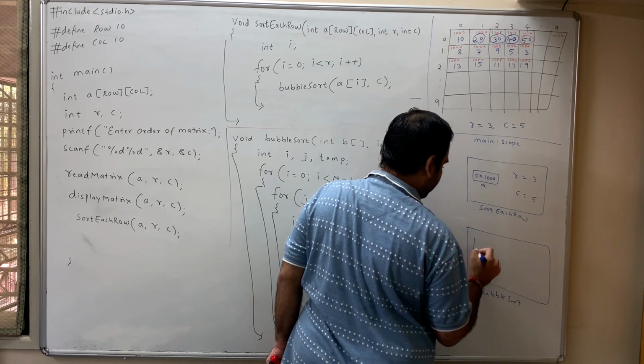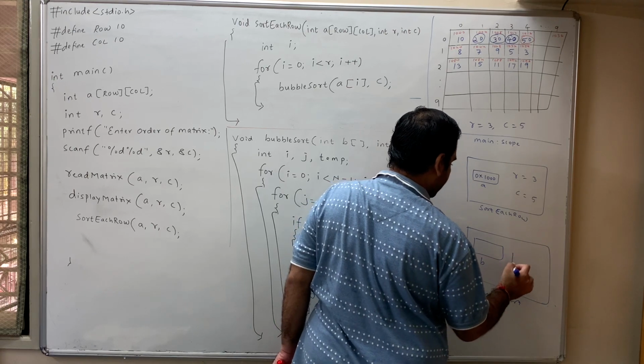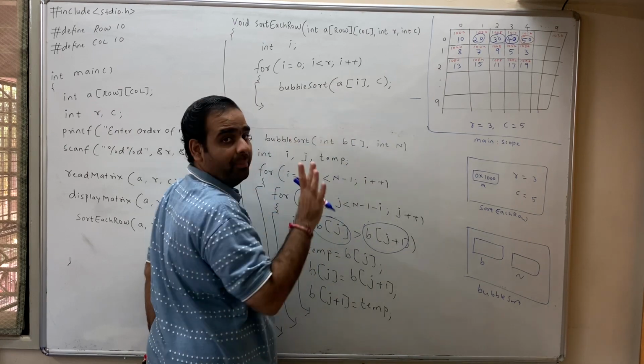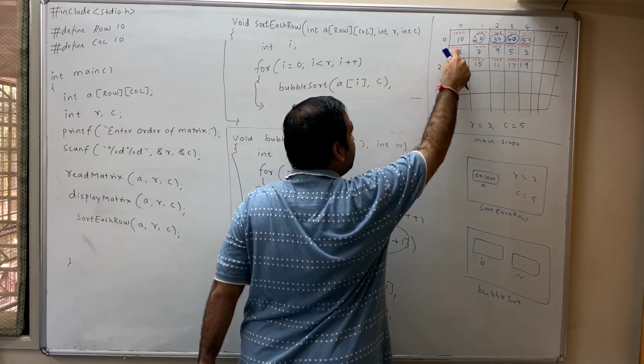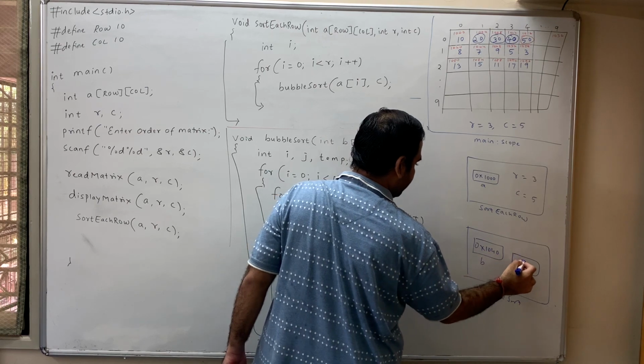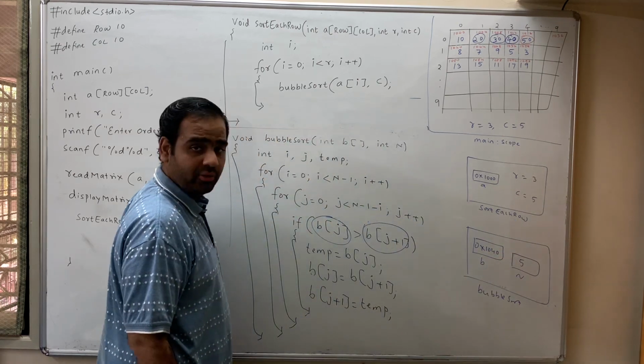How many parameters are there? 2 parameters, b and n, and what will happen? A of 1 will be copied to b. Now what is a of 1? It is 1040, needless to say. And what is the value of c? The value of c is 5, which is copied to n.